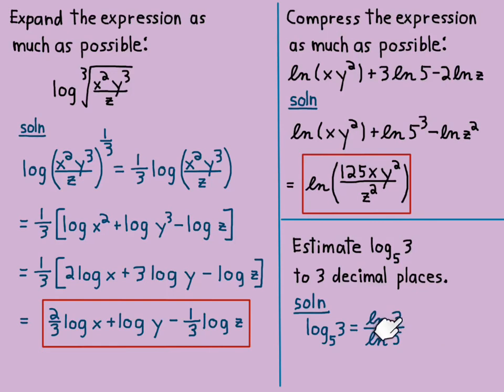Now if you try log of 3 over log of 5, you'll see you get the exact same number. Try it. So I get 0.683, so to estimate it to 3 decimal places. So that's it for this video.